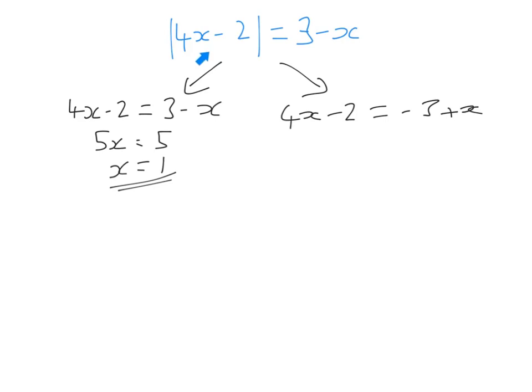You could do it the other way. You could say, okay, negative 4x plus 2 equals 3 minus x. That's just the same, but I just tend to do it this way. Okay, so let's finish off solving this. 3x equals negative 1. X is indeed negative a third. Now that looks fairly straightforward. It's just a case of remembering the strategy.